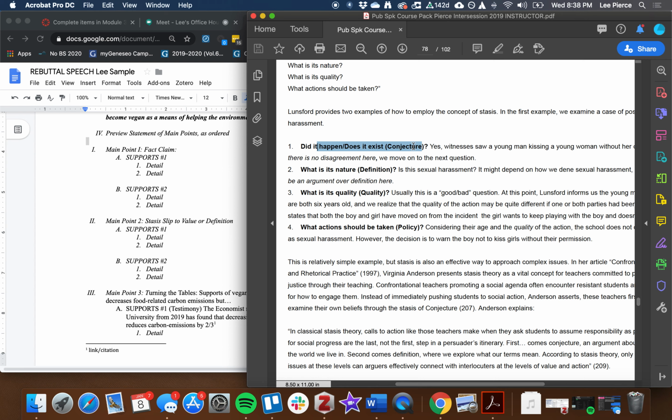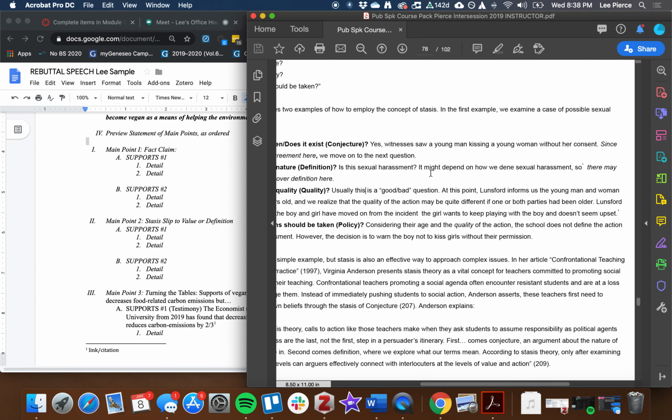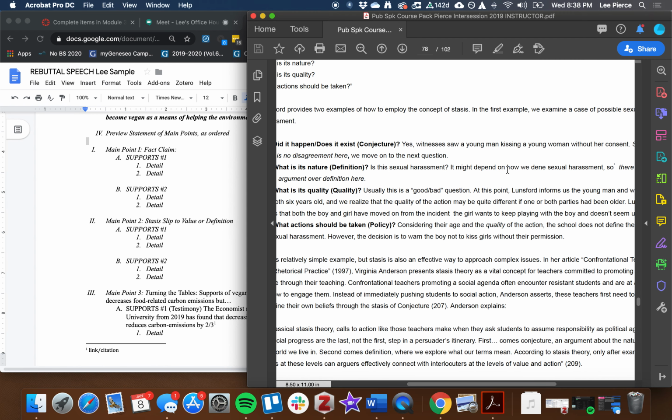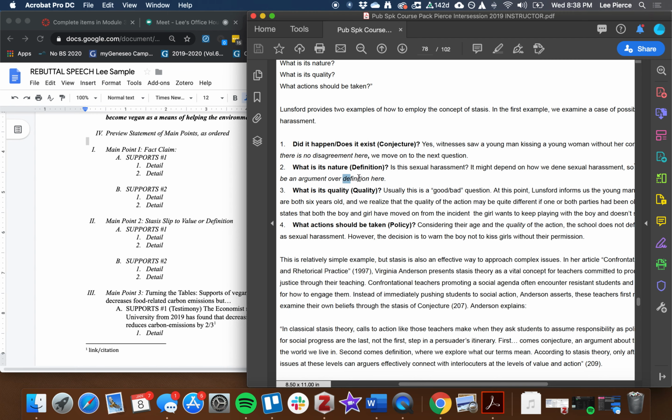So whereas a conjectural claim, it's like, well, maybe somebody somewhere throughout history, or if we're like an omnipotent being that ruled the world, maybe they would know. But definition is something that we make up. So is something sexual harassment? Depends on how you define sexual harassment, right? So there might be an argument over definition here.